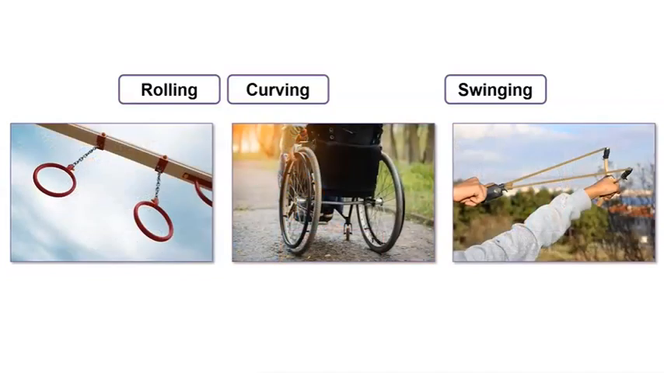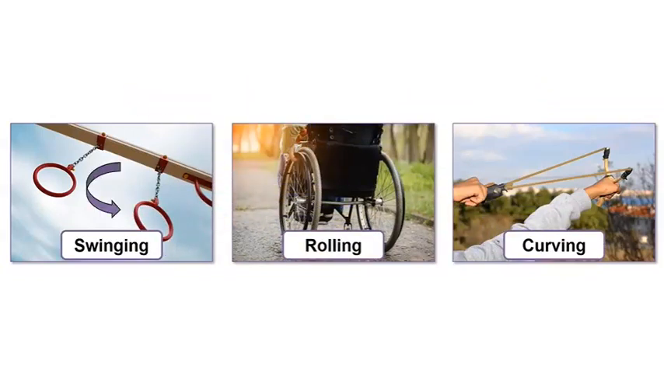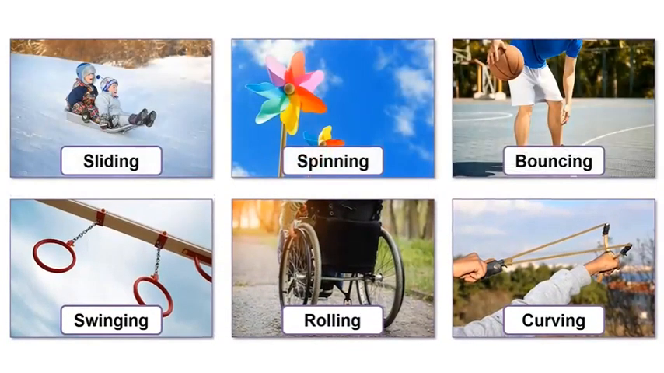3 more photographs left. Can you match the last 3 patterns of motion? You swing on the playground rings. The wheelchair has a rolling motion, and the slingshot has a curving motion like a catapult. Guess what? We were able to classify the motion of these objects just by looking at photographs. We didn't actually see the objects move.